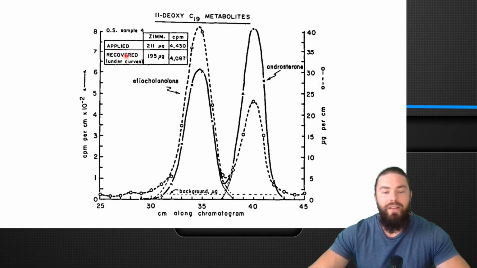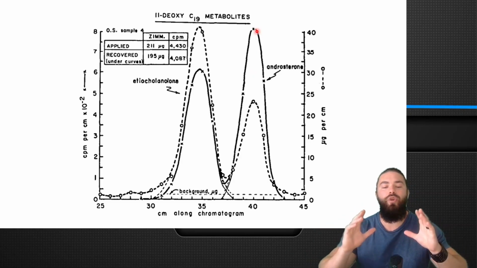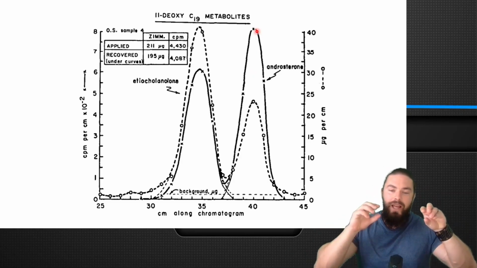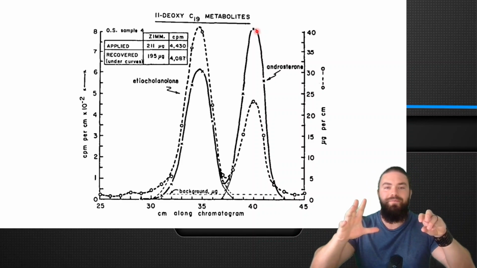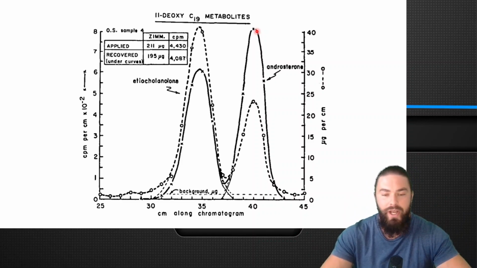In this study, they gave this guy T3, and you can see what happened. This was androsterone, and this was etiocholanolone. And you can see that etiocholanolone decreased with T3 use and androsterone increased with T3 supplementation. So T3 shrinks the 5-beta and increases the 5-alpha pool, making you a lot more androgenic.